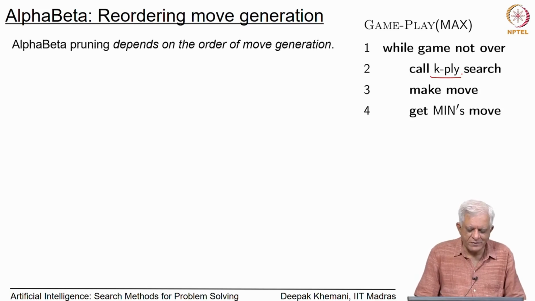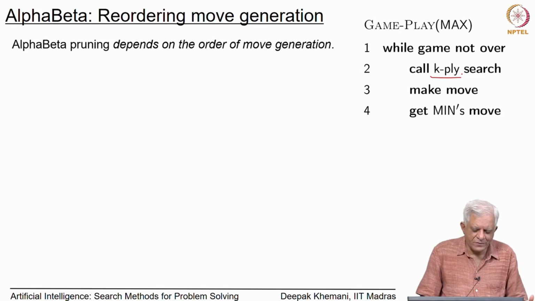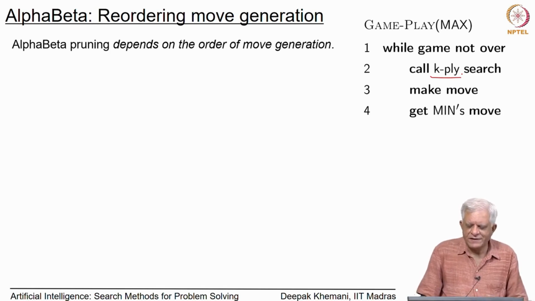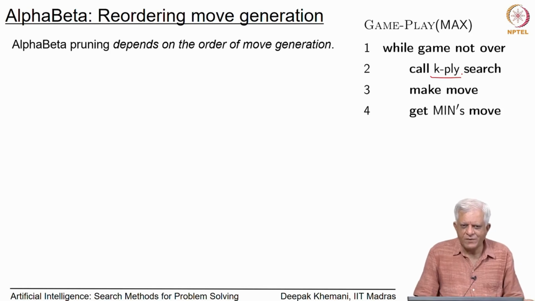And one of the things that has been proposed is as follows: because the alpha beta pruning depends on the order of move generation, and if you look at a few examples, you will realize that if the best moves are found early, then there is more cutoff, and if the best moves are found late, then there are fewer cutoffs.